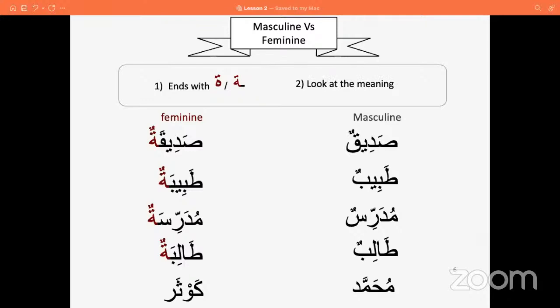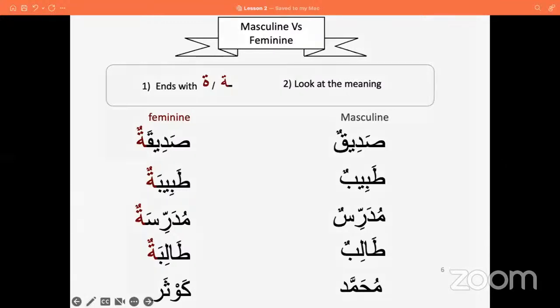If you look at, for example, the name Hamza. Hamza has a ta at the end, but it's a masculine word. So we look at the first primary indicator of a feminine word: the closed or round ta at the end. The round ta, or the knotted ta, if you want to call it. Not just a normal ta, but specifically that knotted ta. That would be a sign the word is feminine. But sometimes we also have to look at the meaning.